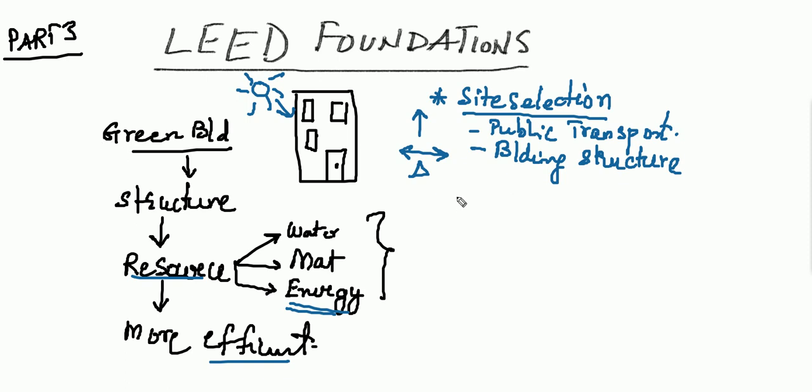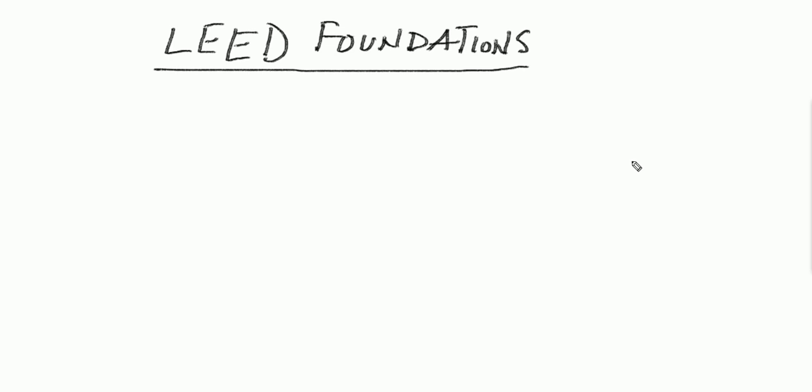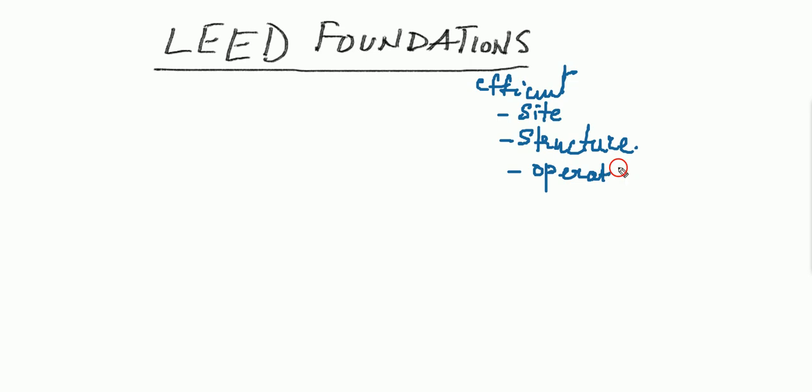Okay. Now in today's class, we are going to learn another story. Actually this is the other part. How do we make our building more efficient? We said resource efficient. We said site selection, isn't it? Then we said structure. How is a building structured? So now the third thing is how is your building operating? Okay, this is a very, very good example here.